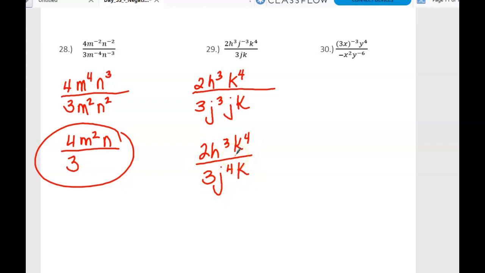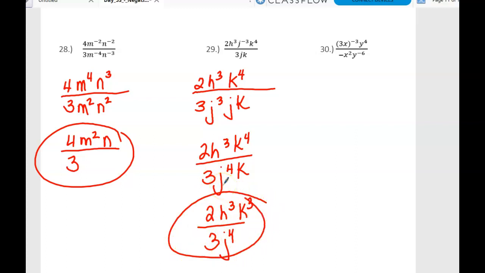Okay, and so when I look at this, I don't have any other h's, so I've got h to the third. My k I can divide, so I've got k to the fourth divided by k would be k to the third. And then on the bottom, I just have my j to the fourth. And I would be all done with that. All right, the next one, number 30.